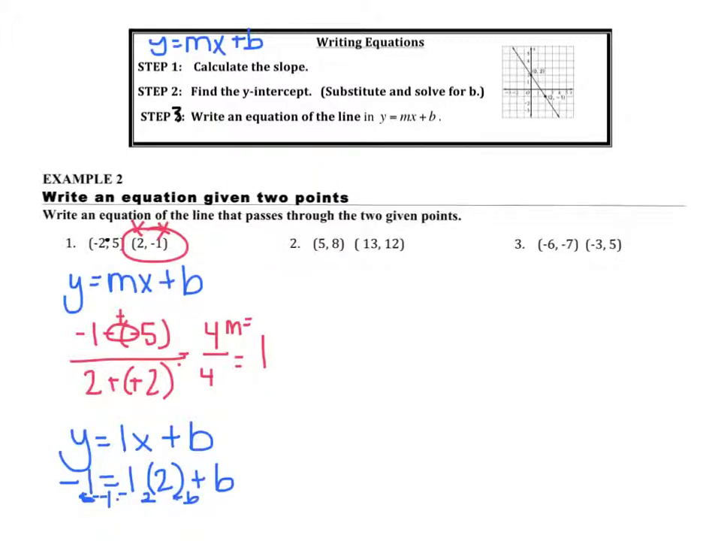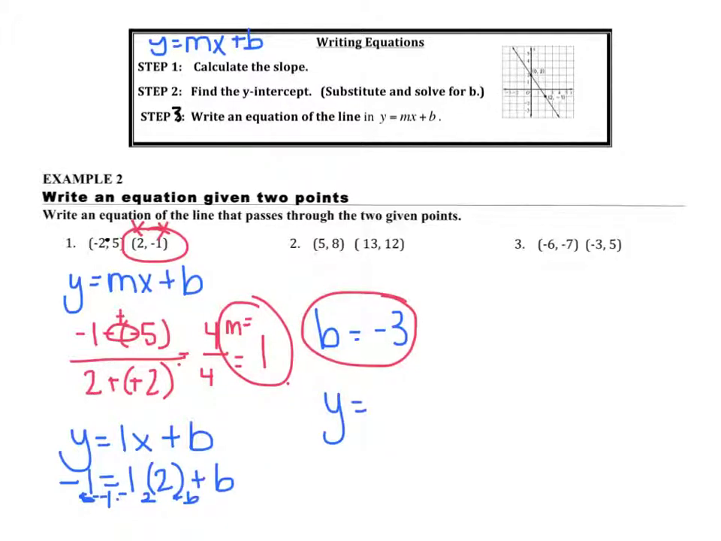So now I've got -1 equals 2 plus b. I subtract 2 on both sides, giving me b is equal to -3. So now I know my slope and my y-intercept, and all I have to do is plug it into my equation. y is equal to 1x, or just x is fine too, minus 3. That's the equation I have for this line.